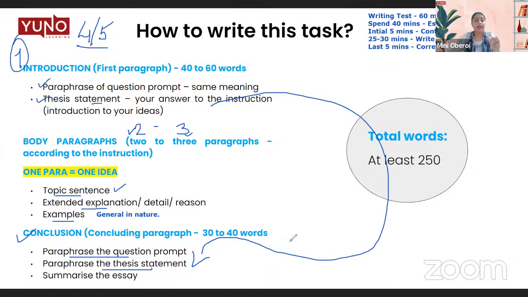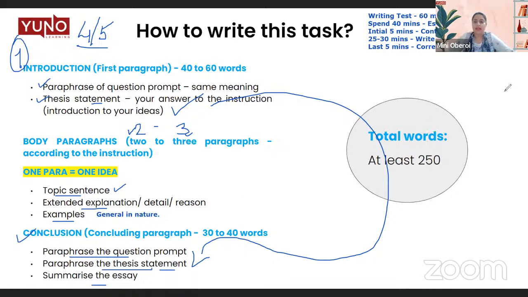Now, remember, here you will not include any new idea. That, okay, I've thought of a new idea, let me add it here. No, please, that's a blunder. You will have to stick to whatever you mentioned here. The same points, maybe 2 points you want to describe. So you will be summarizing that itself at the end. And then you just summarize the complete essay.